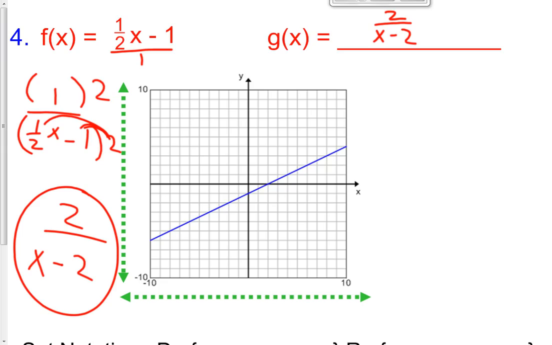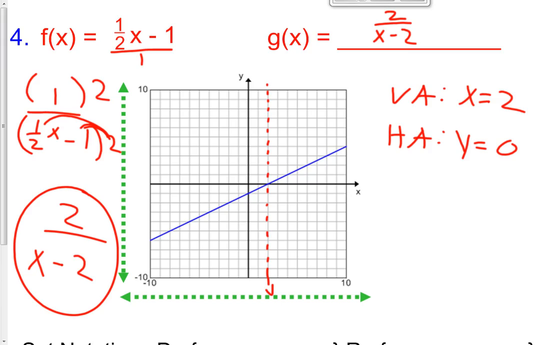And now we can do the rest just as we did in the first 3 problems. So our vertical asymptote is going to be the line x equals a positive 2. The horizontal asymptote, when we put this in our calculator, we end up getting y equals 0. So here are our asymptotes. You guys can put that in your calculator if you want to prove to yourselves that it's the line y equals 0 for a horizontal asymptote. Or you can just trust me.